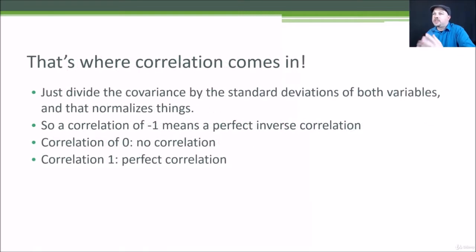It normalizes everything by the standard deviation of each attribute, and by doing so, I can say very clearly a correlation of -1 means that there's a perfect inverse correlation, so as one value increases, the other decreases, and vice versa. A correlation of 0 means there's no correlation at all between these two sets of attributes. And a correlation of 1 would imply a perfect correlation, where these two attributes are moving in exactly the same way as you look at different data points.